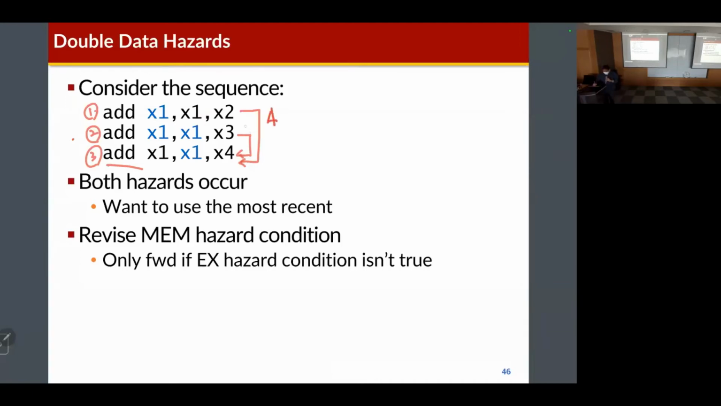A and B. You need to select from these two forwarding paths. So which one is the correct path? B. It's B, because this X1 is the latest result.